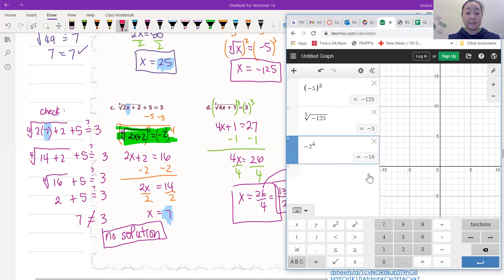And notice right here, you get negative 16. And you're like, well, that's what the calculator gave me. That's because that's what you told it to do. You have to put in the parentheses. So notice here, right when I put in the parentheses, what happens?